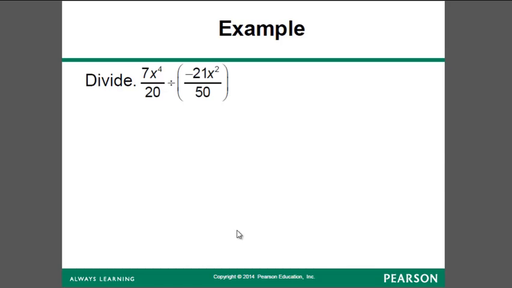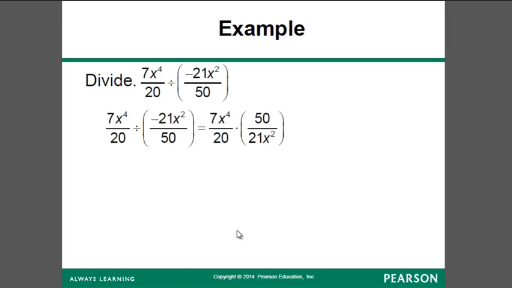Let's look at this one. I have 7x to the 4th over 20 divided by a negative 21x squared over 50. Remember, the first thing that we do when we have a division with fractions is we flip the second fraction. So I now have 7x to the 4th over 20 times 50 over 21x squared.